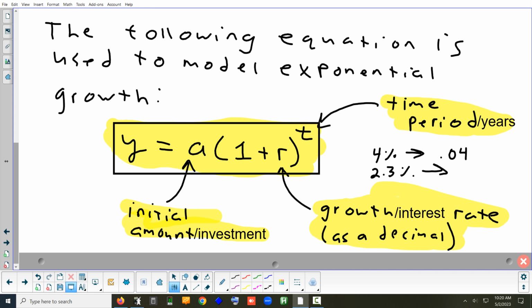So the idea is when you have to change a percent to a decimal, which you do have to do in this formula, you have to write your percent as a decimal. You move the decimal 2 places to the left. If you move it back 2 places to the right, you change it back to a percent. Okay, here's another one. Let's say 12%. That would be 0.12. Move the decimal 2 places to the left.